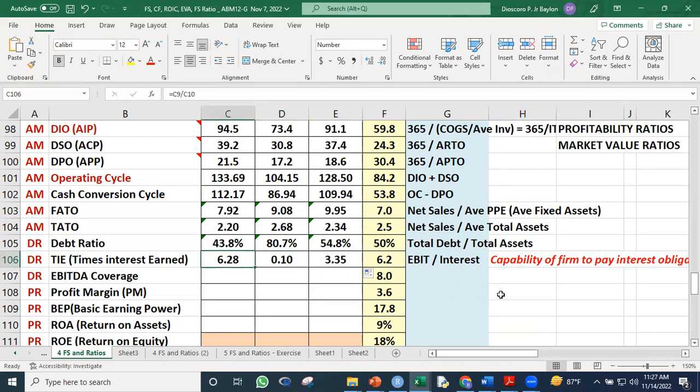However, they were able to recover in 2021 where they had 6 pesos and 28 centavos available for every 1 peso of interest obligation nila. Okay, among the 3 years, ang medyo liquid, medyo let's say capable of paying interest obligations was in 2021. Even higher than 2019. And halos pareho lang sila ng industry or ng direct competitor nila. Okay? In terms of its capability to pay their interest obligations.